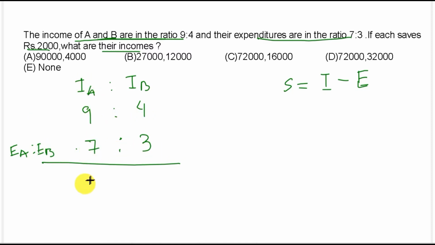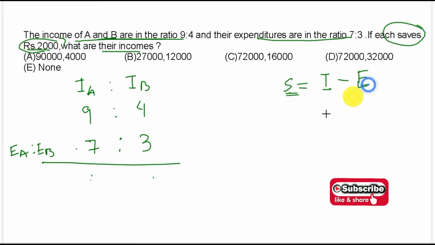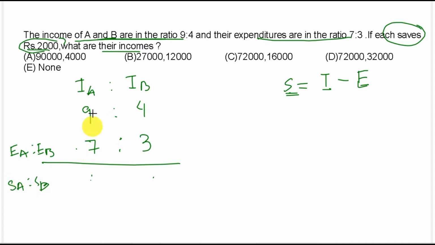Now income minus expenditure will be your saving, right? Now according to the question, it says each one saves 2000, that means their savings should be equal. As I have said, the formula of saving is income minus expenditure. So if you want to find the saving here, 9 minus 7 is how much? 2. 4 minus 3 is how much? 1. So these are not equal. According to the question, it should be equal because A saves 2000, and B also saves 2000 rupees.